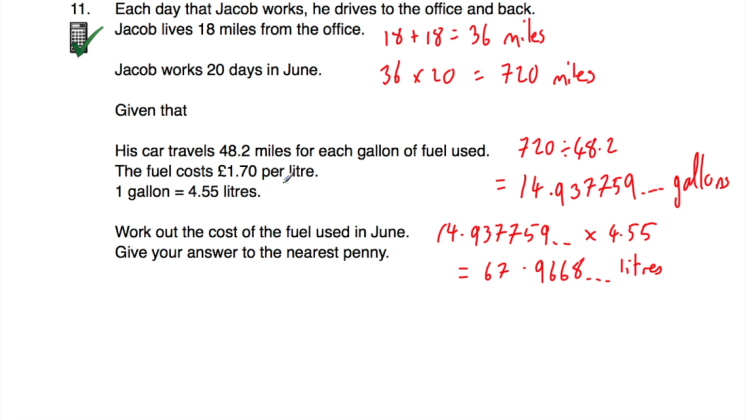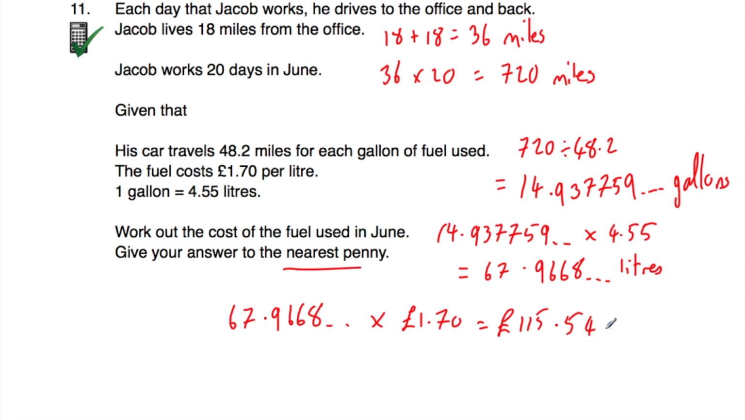Now we're told that each litre of fuel costs £1.70. So if we take our 67.9668 and so on, and multiply that by £1.70, that would tell us the cost of fuel. That's equal to £115 and 54p to the nearest penny, because it then goes 543, and we've been asked to round our answer to the nearest penny, so whenever we round our 543 to the nearest penny, it'll be 54. So that means the cost of the fuel that he's used in June is £115 and 54p, and that's it.